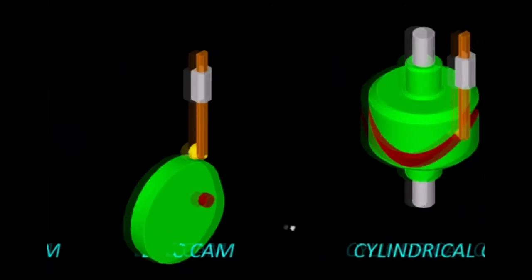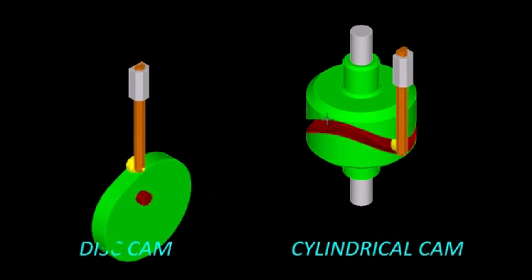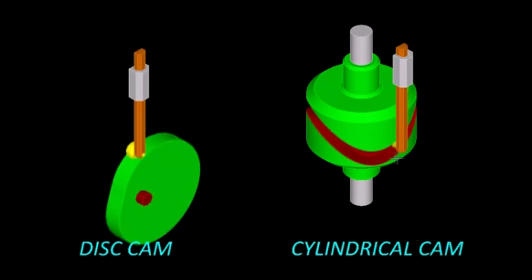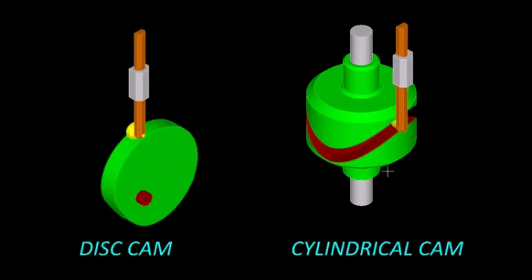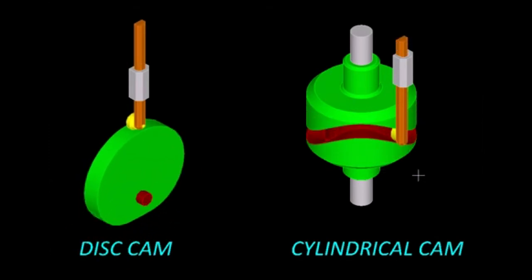So we use this cylindrical cam where the profile is cut on the surface of a cylinder like a channel. So it is not only capable of pushing it up but also pulling it down. So these are some of the different types of cams commonly used.